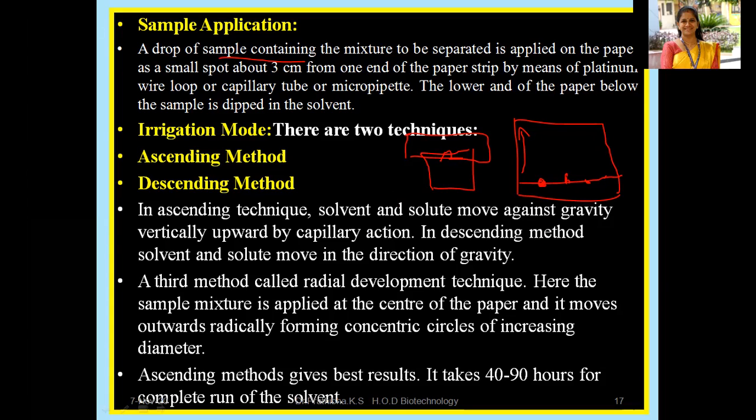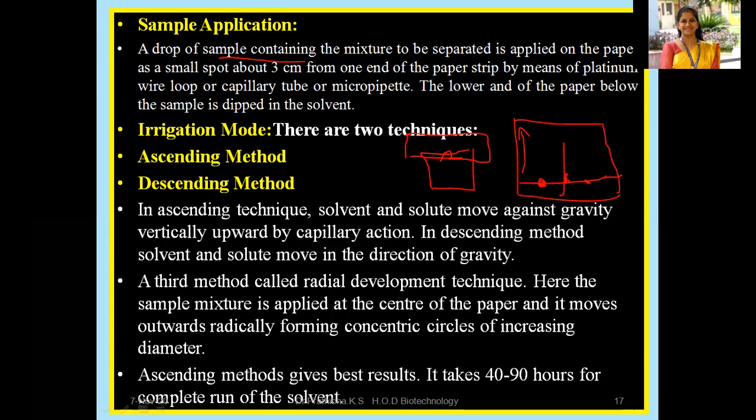That is, in the ascending technique, solvent and solute move against the gravity, that is vertically upward, by the capillary action. Whereas in the descending method, what happens? The solvent and solute move in the direction of gravity.